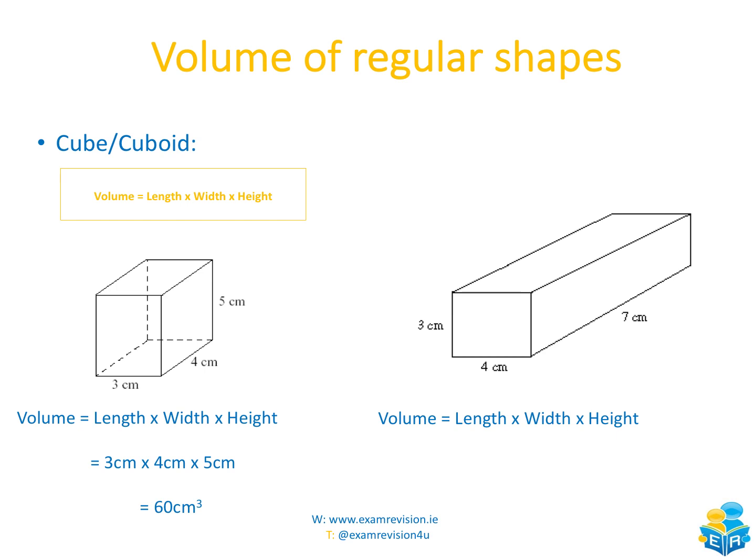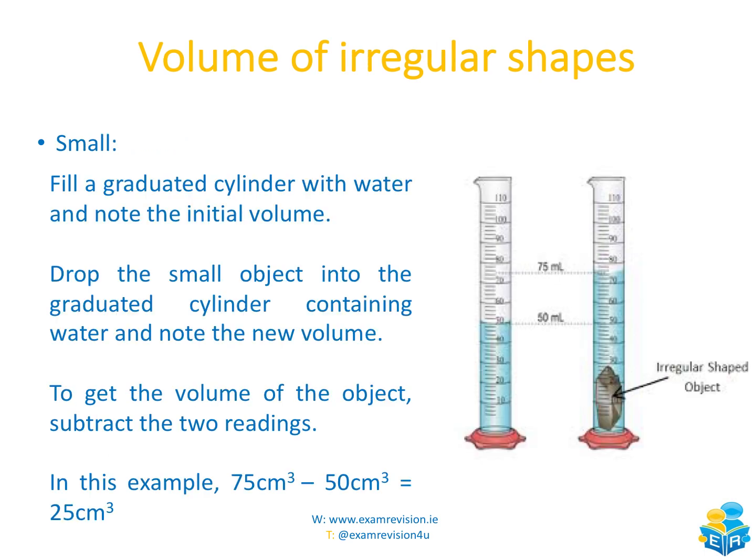Over here for the other one, it's going to be length by width by height. So we'd have 4 by 7 by 3, which is going to give us 84 centimeters cubed. So again, just be mindful of the units there.